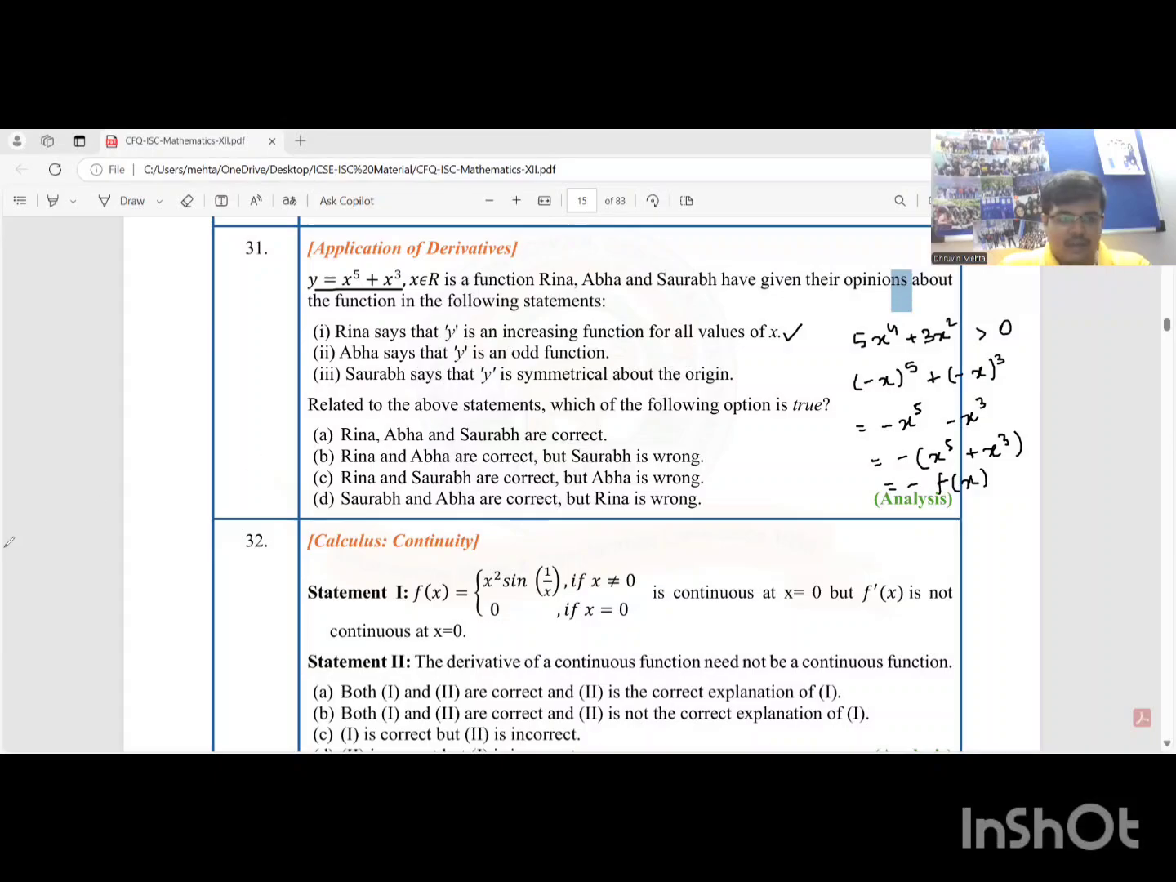It's an odd function. Now, students, we have discussed in the previous video, I hope you have seen that video, of important concepts for these MCQs, that when it's an odd function, it is going to be symmetrical about origin. We had discussed this with the help of a graph. I hope you recall that. So therefore, students, we can say that what Saurabh is saying is also true. So all the three are correct. So option A will be correct. We'll proceed to the next one, students.